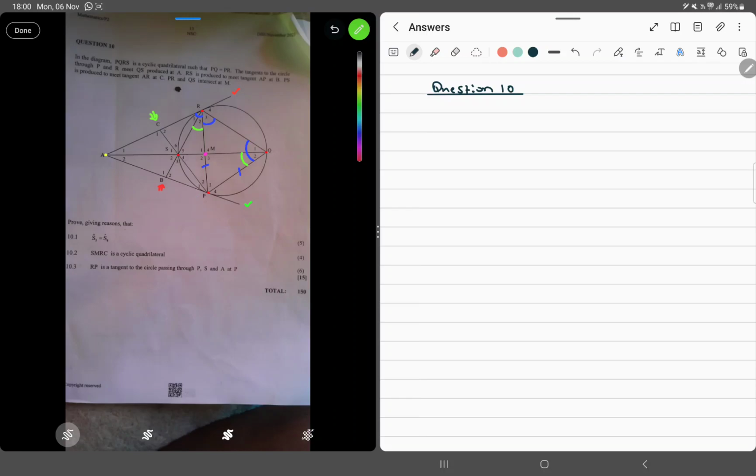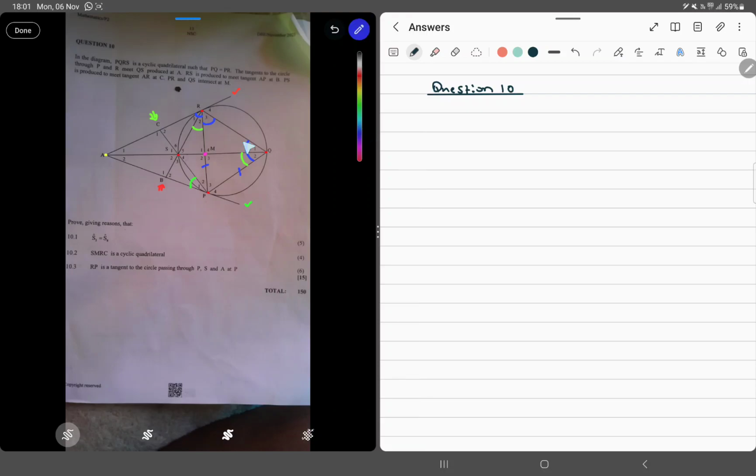Then same story, we've got a tan chord theorem here that this angle P1 should also be equal to this angle. Angle R2 is essentially equal to angle P1. That's the tan chord theorem. And again, P1 is effectively equal to Q2, tan chord theorem as well. All right, not a problem.